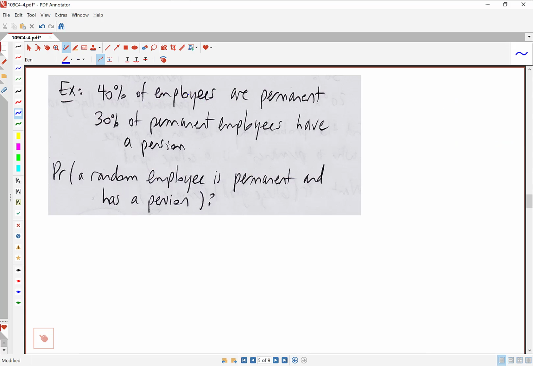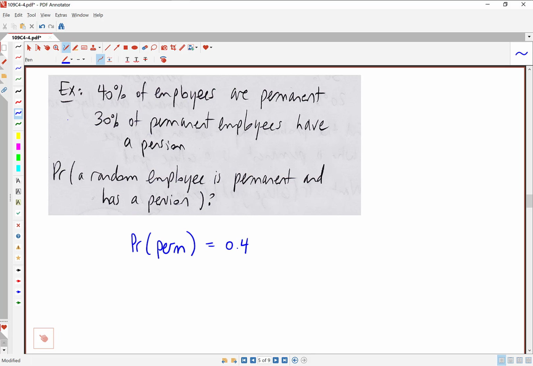So let's say we're told 40% of employees are permanent, 30% of permanent employees have a pension. We want to find the probability that a random employee is permanent and has a pension. Well, let's see if we can just pull the information out of the question. When we say 40% of employees are permanent, if we turn that into a probability, we're saying probability of permanent, I'm just going to write perm for permanent, probability of permanent is equal to 0.4.